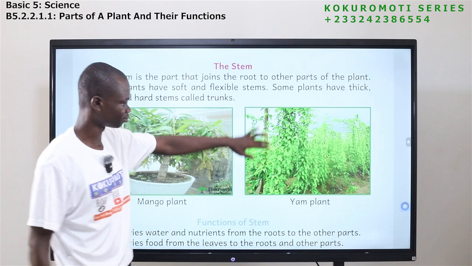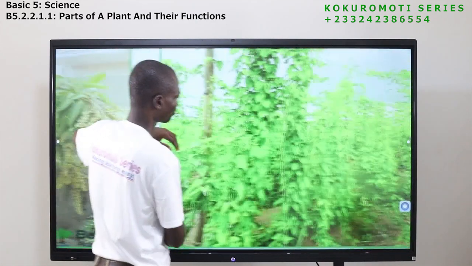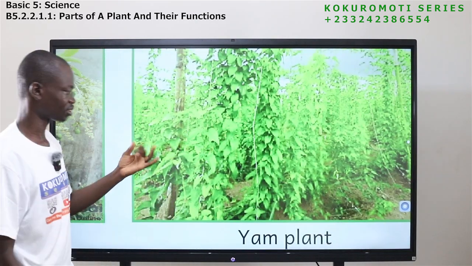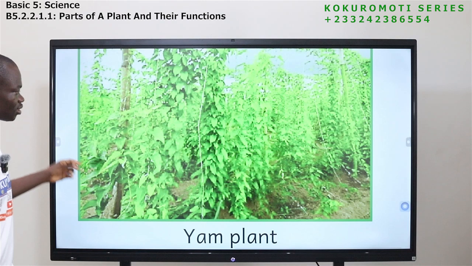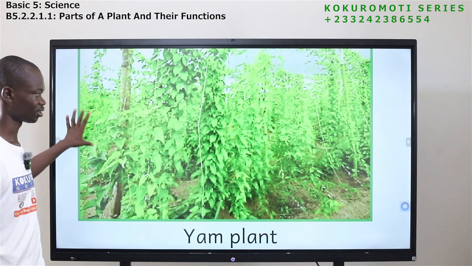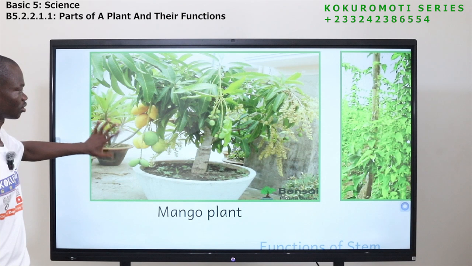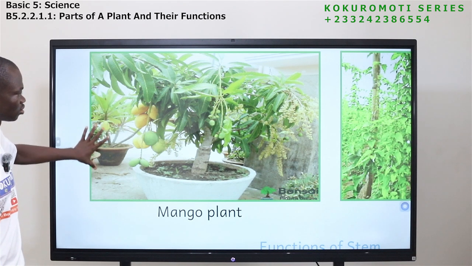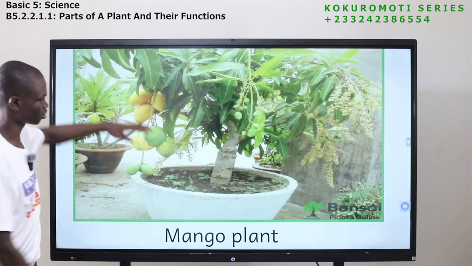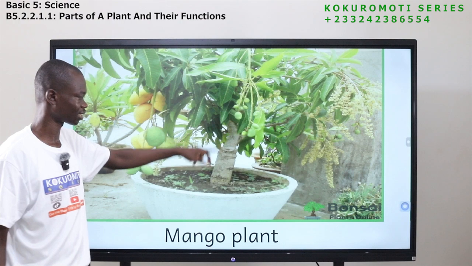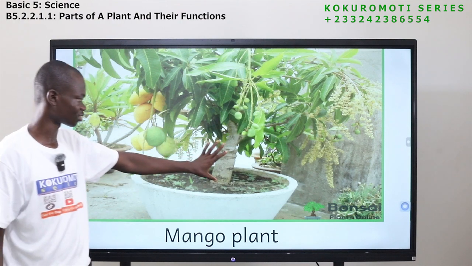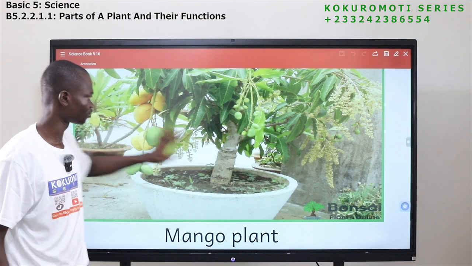Look at this, this is yam. The stem is soft and flexible. But if you look at this mango, the stem is not soft at all. So this is the trunk.